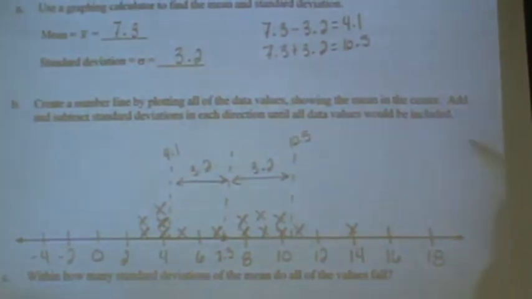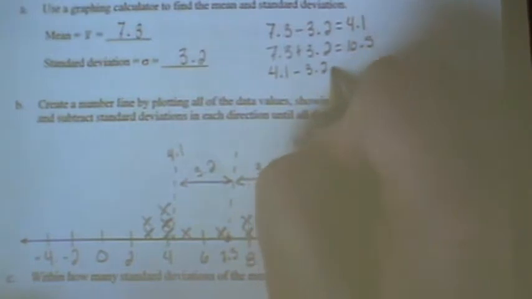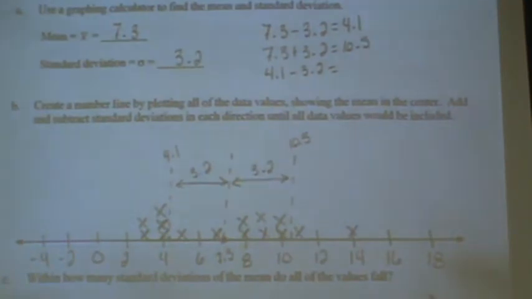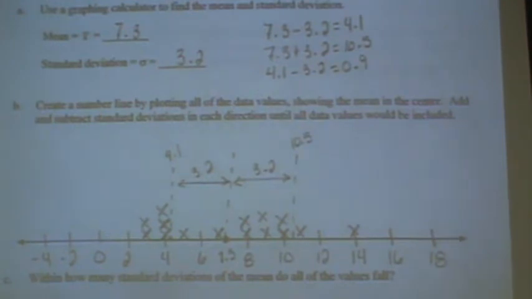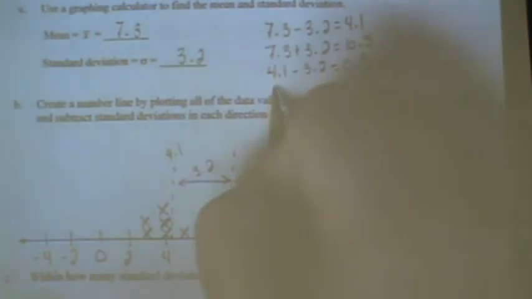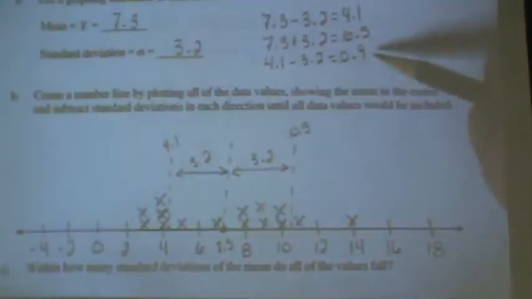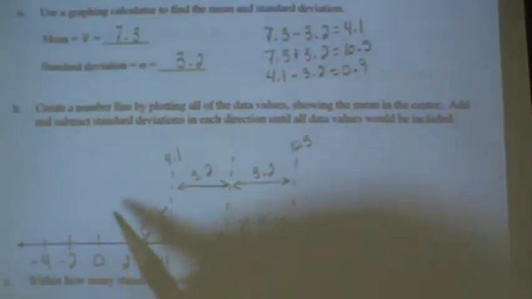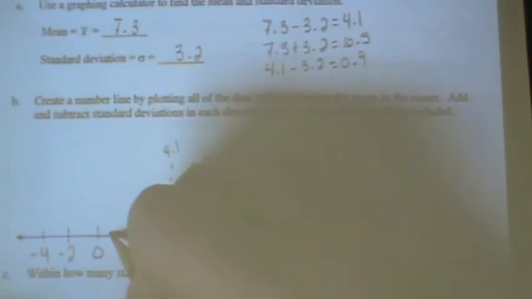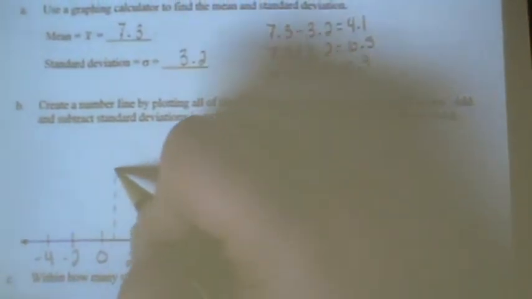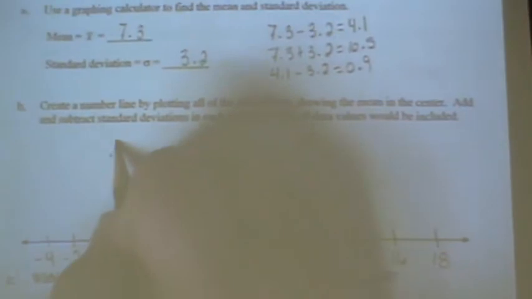So we're going to take our new numbers. We're going to take our 4.1 and subtract 3.2 again, and that'll give us a distance of 3.2 this way. So we get 0.9. Then we can go ahead and graph that. 1 is right in between the 0 and the 2 here, so we're almost to that point. We're going to draw our dotted line there, and that's at 0.9.